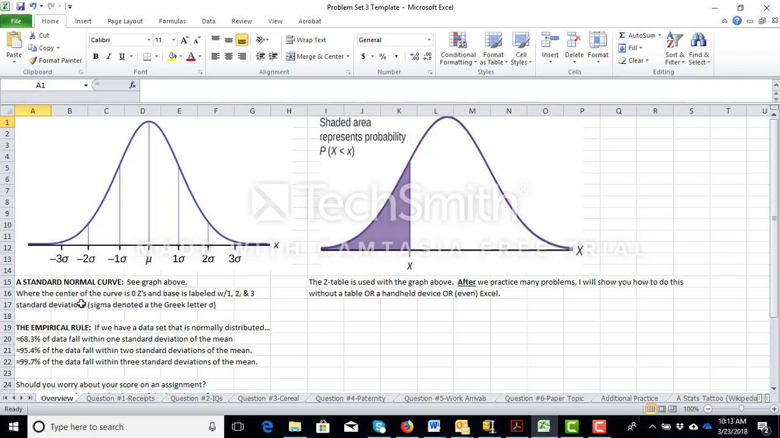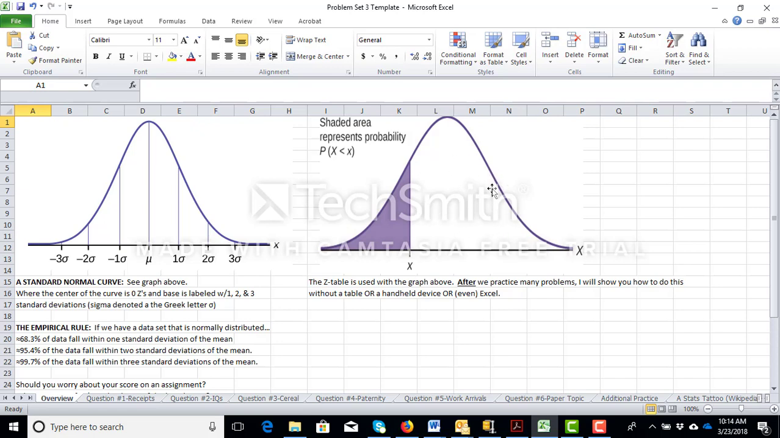See the graph above, where the center of the curve is 0 z's. When we talk about z-scores, we're talking about how many standard deviations away from the mean it is. So this center line would be what we call 0 z's. This line here would be 1 z, or 1 standard deviation. This would be 2 z's and 3 z's.